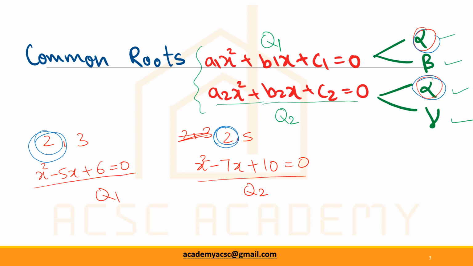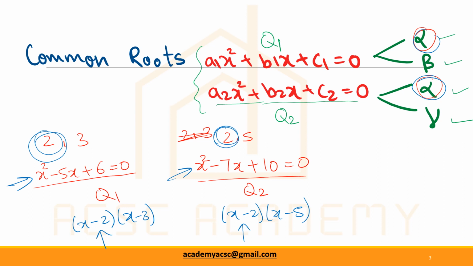What type of questions are expected from this topic? We will be given two different quadratic equations and you might be asked to find the common root between them. If the two quadratics given are simple like this example, then you can simply factorize them. For Q1 you will factorize it as x minus 2, x minus 3, and for Q2 as x minus 2, x minus 5, and you can straight away see that x minus 2 is the common factor, which means x equal to 2 will be the common root.